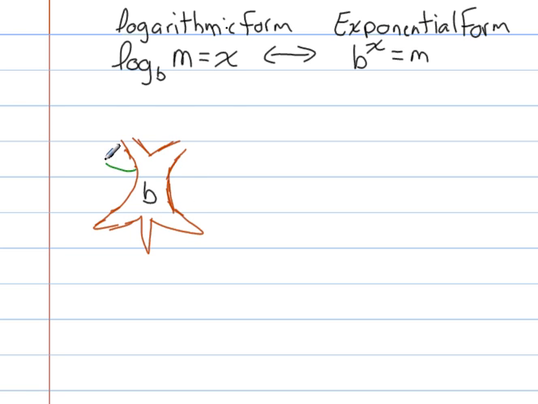And the happy little tree has some leaves. And on the happy little tree, there's this fruit, and this fruit is my exponent. We've got b to the x power, and that equals some number out here. I used m up here, but I'm actually going to use y down here. So this is exponential form.